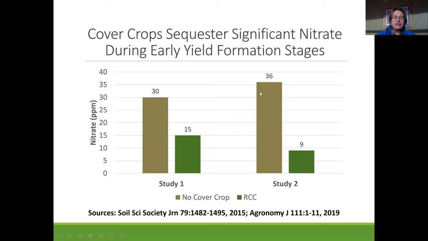The one thing that we have going against us with cover crops is that they do their job in that they sequester nitrate. This is a study comparing no cover crop versus rye cover crop, and this is the amount of nitrate in the soil profile during early yield formation stages. Notice that the amount of nitrate available to the crop in a cover crop situation is about half, or even less. What this means is that there's less nitrate available during early season yield formation in a cover crop system, and that could be why sometimes we see the yield gap in corn following a cover crop.